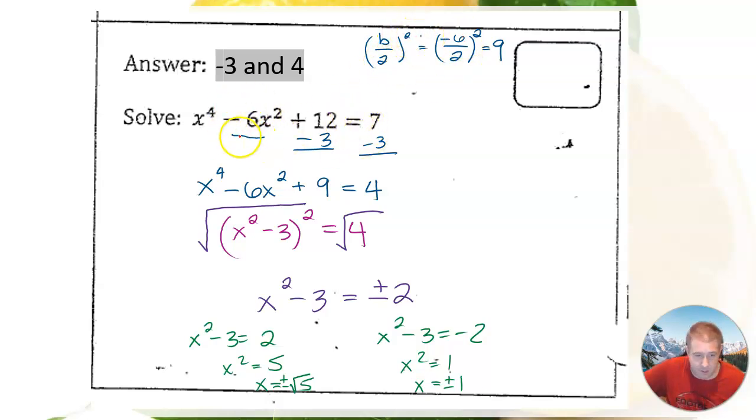Negative 6 divided by 2 is 3. 3 squared happens to be 9. I needed this c term to be 9, so that's why I'm subtracting 3 from both sides. And then it's just a matter of using Algebra 2 skills to solve from there.